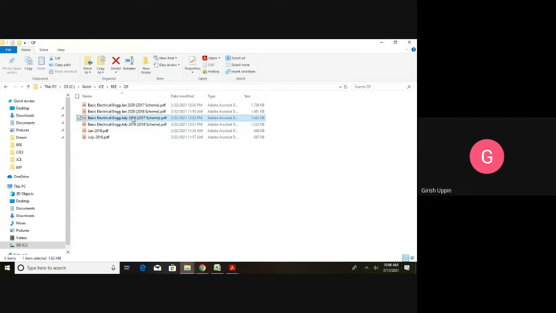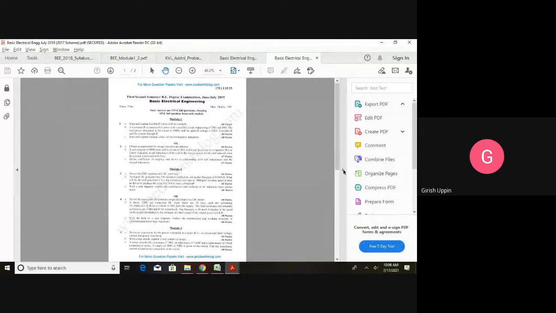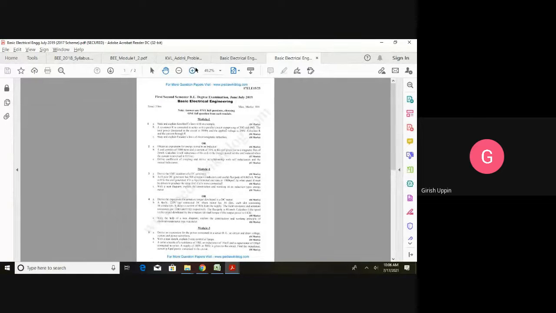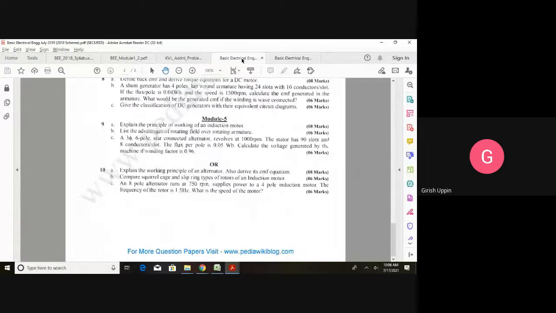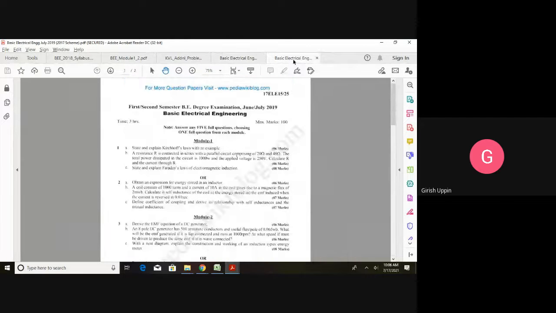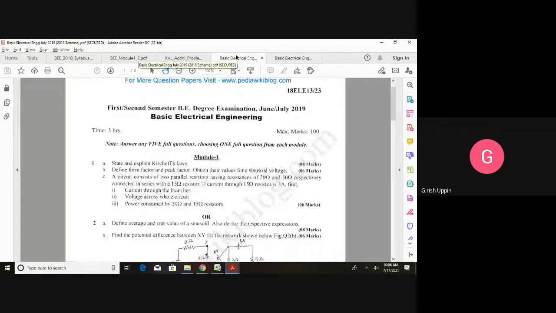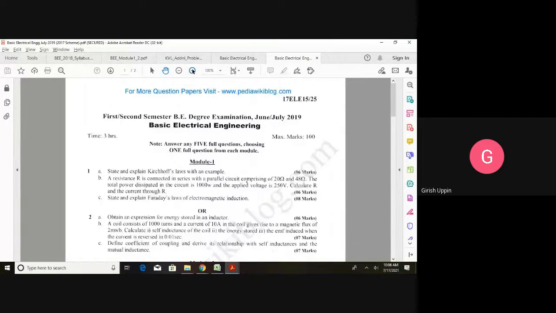That is one question paper. This is another question paper. This is also same. Okay, this is same. Only difference is this is 18 yearly, same July. This is 17 yearly. In case of 17 yearly, you can see again state and explain Kirchhoff's law. Then a simple problem is there. State and explain. Okay, don't worry about this.